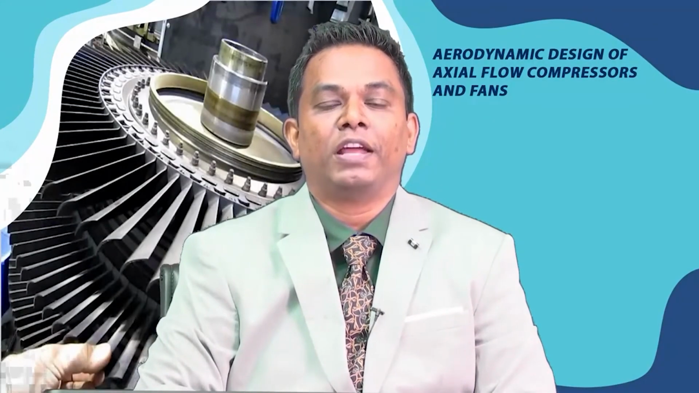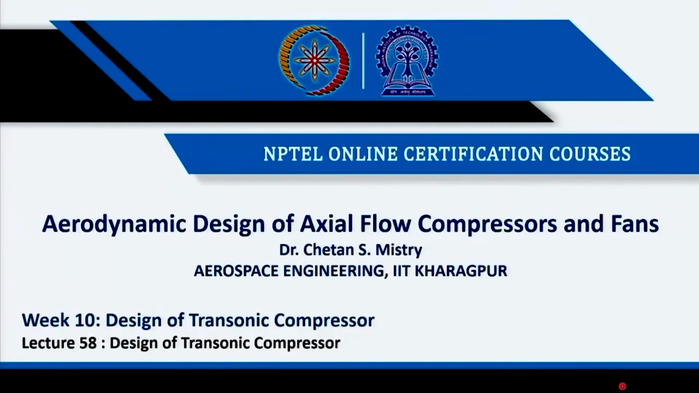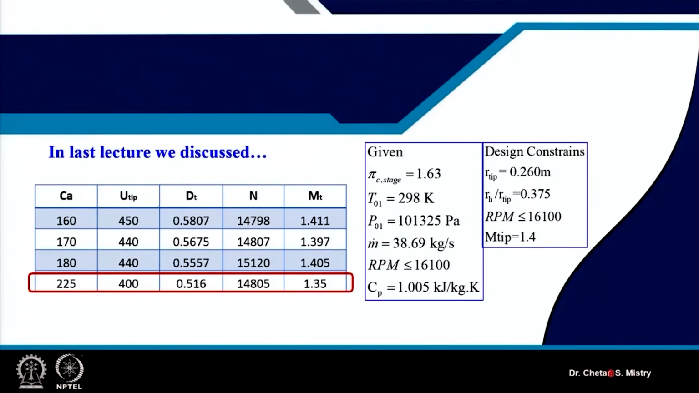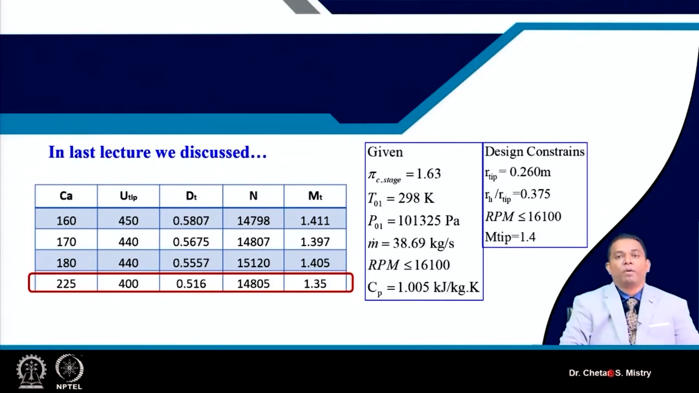Hello and welcome to lecture 58. So, continuing with the design discussion, we were discussing the design using constant hub diameter configuration for the flow track. We have our axial velocity to be 225 meter per second, peripheral speed to be 400 meter per second, and we have certain constraints that we have discussed. That is, tip diameter to be 0.260, hub to tip ratio at the entry to be 0.375, and our speed should not exceed 16,100.